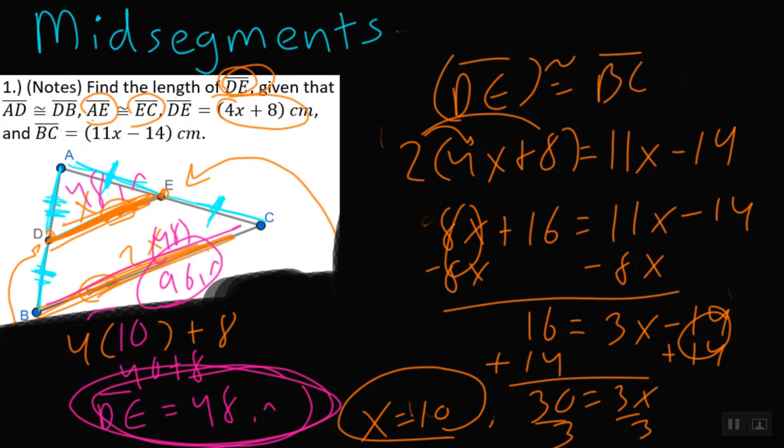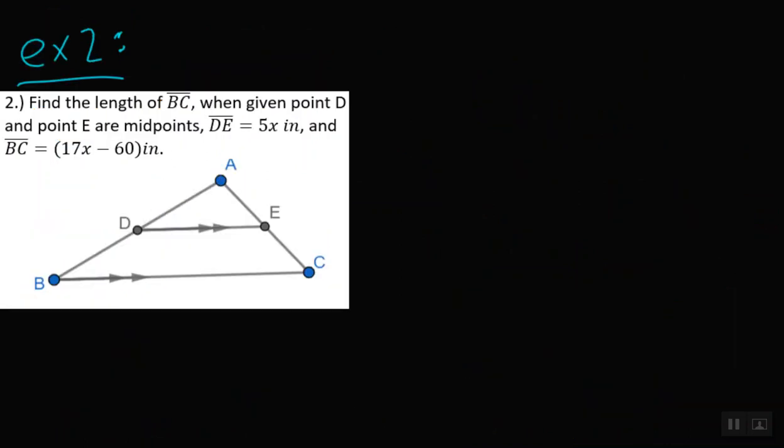Alright guys, that was a lot of setup. Let's move on to our second example, and we're going to move so much faster. Okay, here we are in example 2, and this is find the length of BC when given points D and E are midpoints. Well guys, if those are midpoints, then that is telling us that DE is in fact a mid-segment. Because remember, our mid-segment is basically formed by two midpoints. Now let's go and label the parts that we're given.